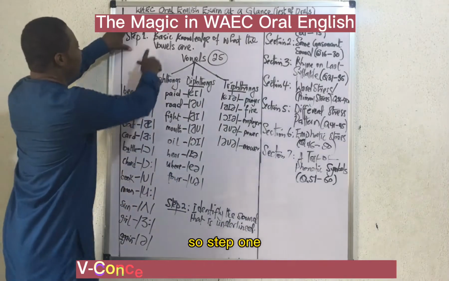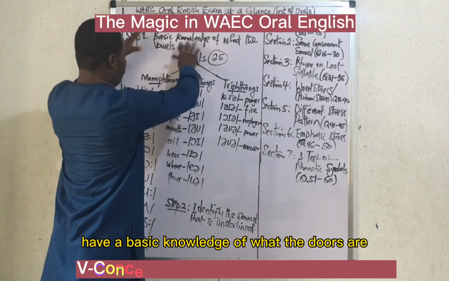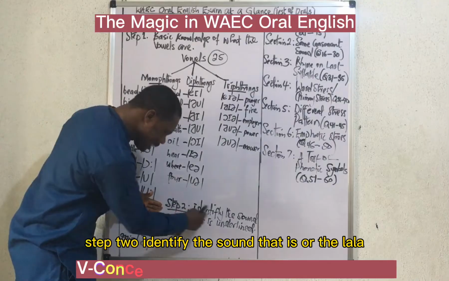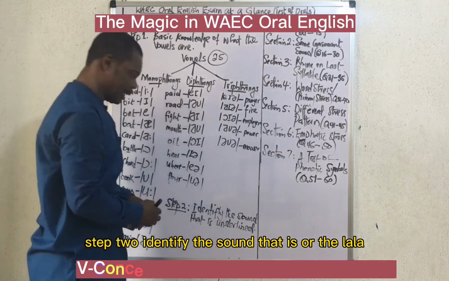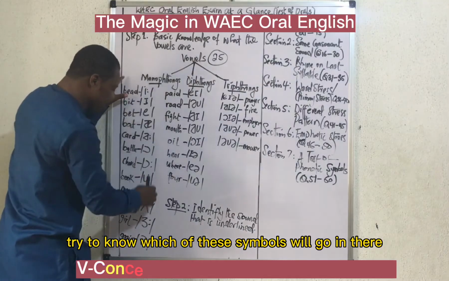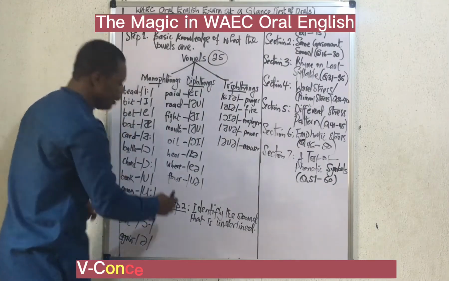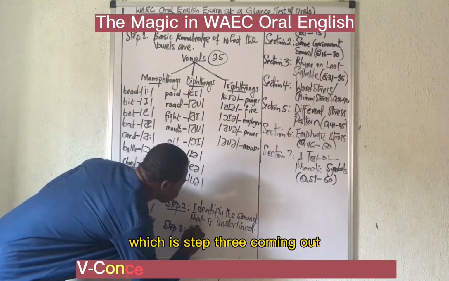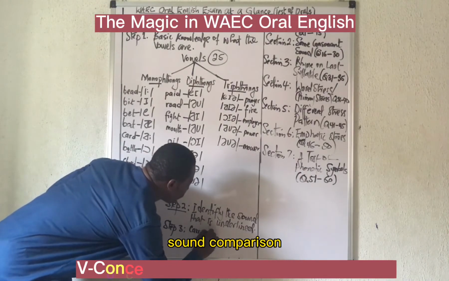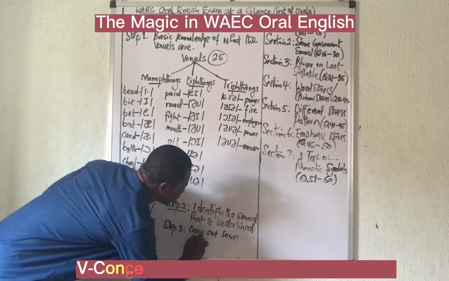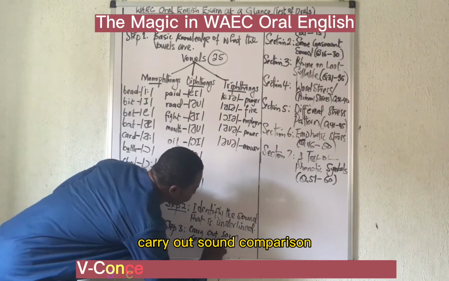So step 1, have a basic knowledge of what the vowels are. Step 2, identify the sound that is underlined. That is the part of the word that is underlined. And try to know which of these symbols will go in there. Then you have the final step, which is step 3, carry out sound comparison.